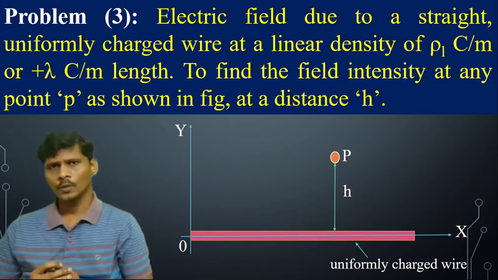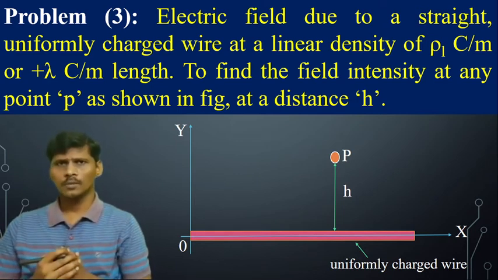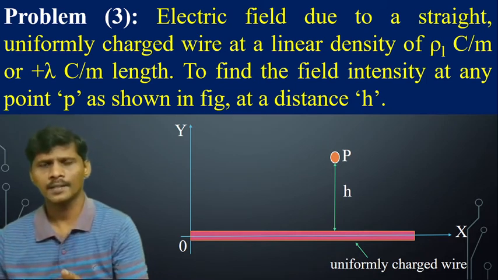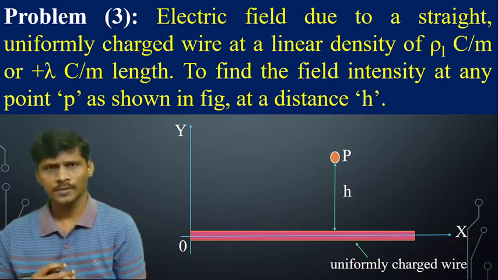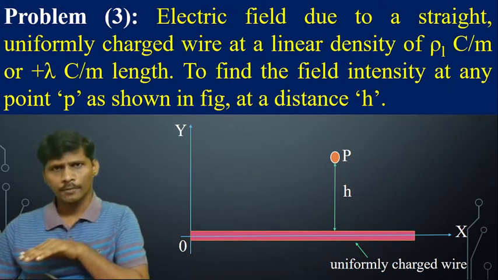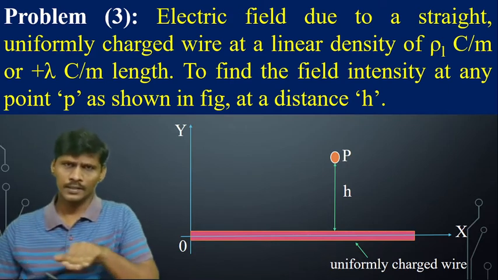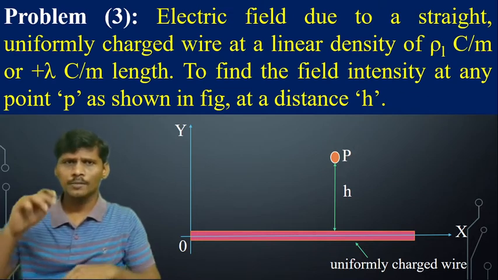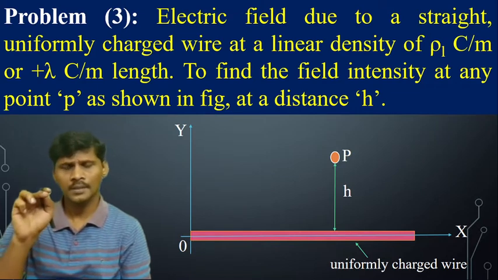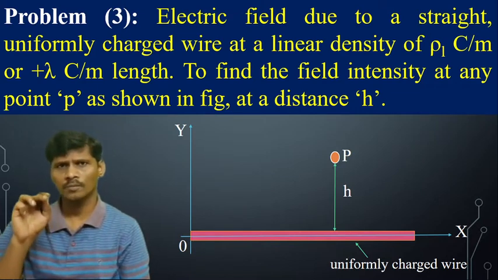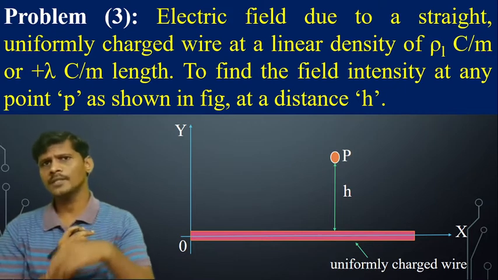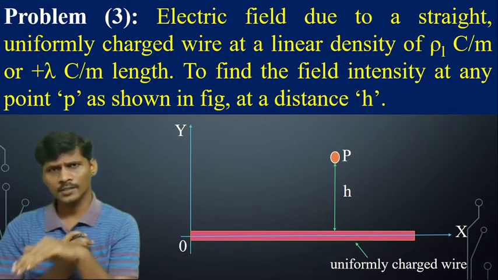In this video, we are going to discuss the electric field intensity due to a finite line charge. The finite line charge is placed along the x-axis, and the electric field intensity is calculated in the plane at point P, at a distance h meters from the line charge. What is the difference between the previous examples and this example?